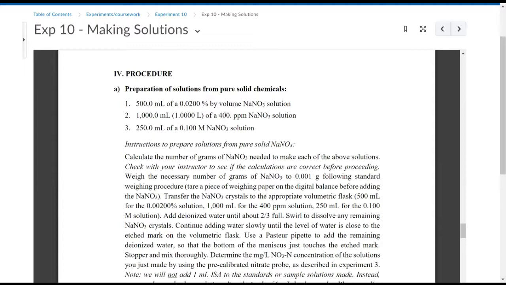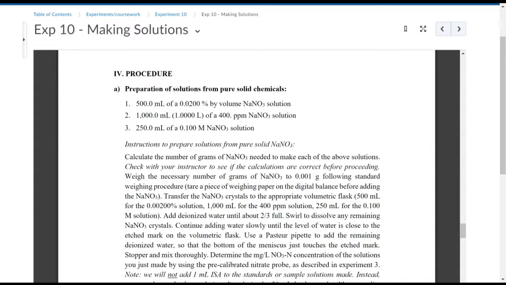Nitrogen is 14, yes. 23 plus 14 plus 48, okay. 23 plus 14 plus 48, that gives 85. And 85 times 0.025, right? 85 times 0.025.